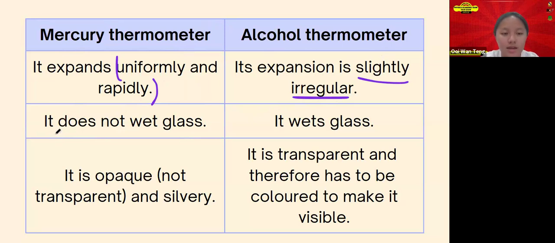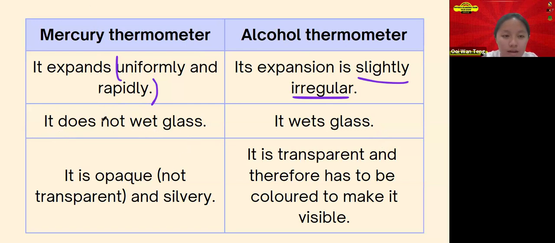What does it mean by it does not wet glass? It means that the mercury in the thermometer does not stick to the wall of the capillary tube. And for alcohol thermometer, it wets glass, meaning that it will stick to the wall of the capillary tube. And if the mercury does not stick to the wall of the capillary tube, we can get results that are highly accurate.